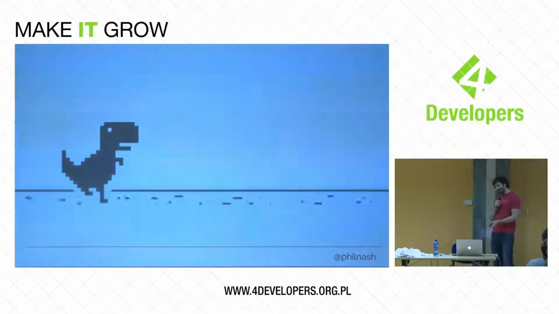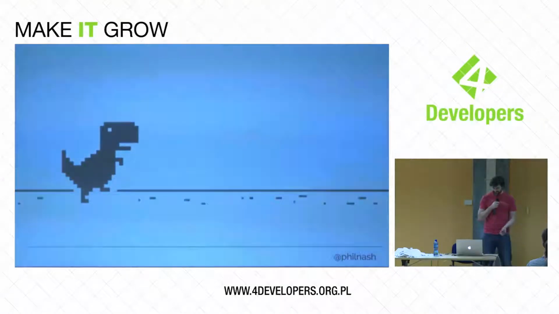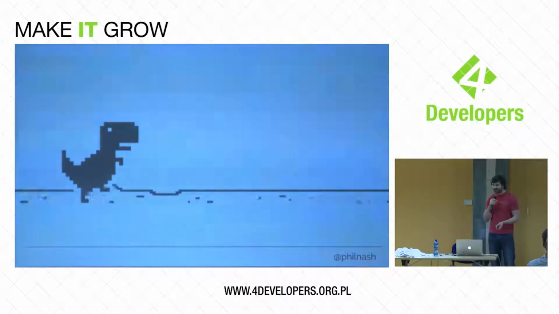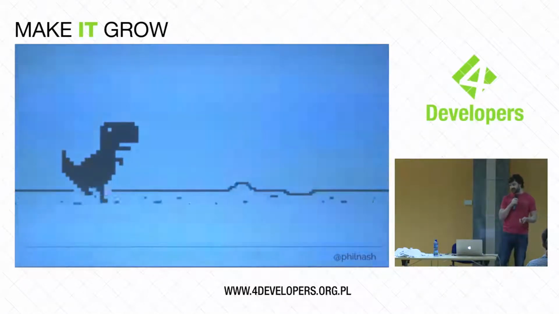and avoid this guy, right? The very disappointing dinosaur game that you get if you are offline. The Downosaur, I think it's called.